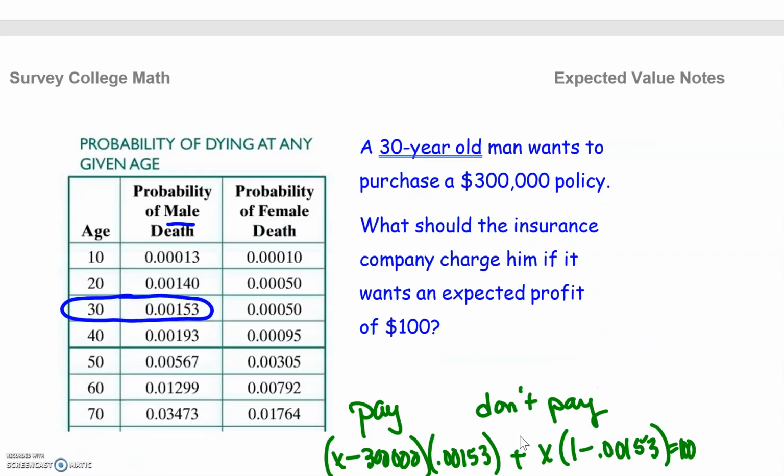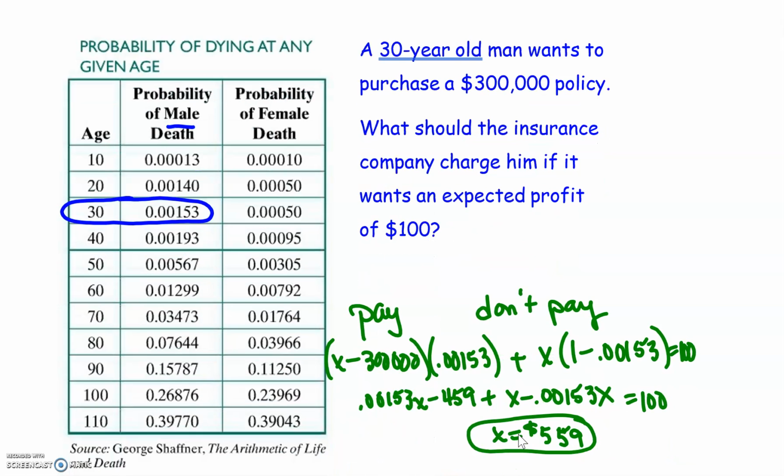All right, let's take a look at one more. We have a 30-year-old man who wants to purchase a $300,000 policy. What would the insurance company charge him if it wants an expected profit of $100? Okay, so in my chart here, it says at age 30, the probability of a male's death is 0.00153.